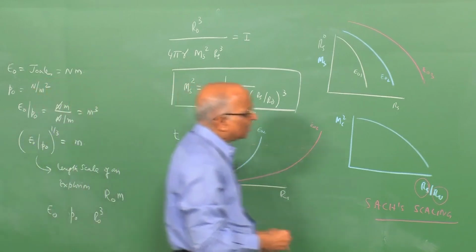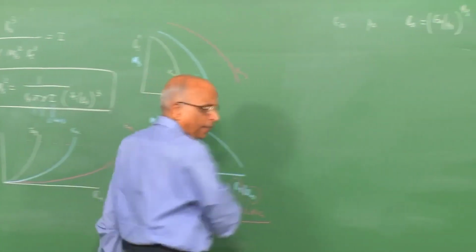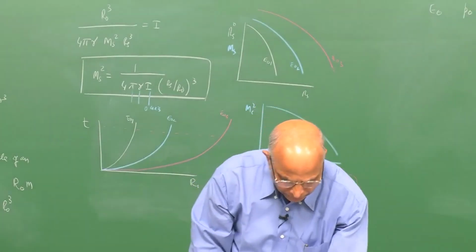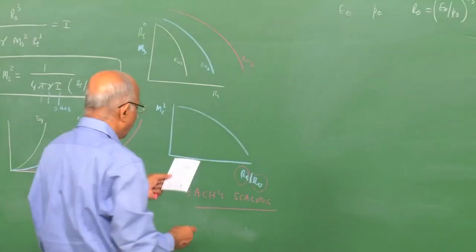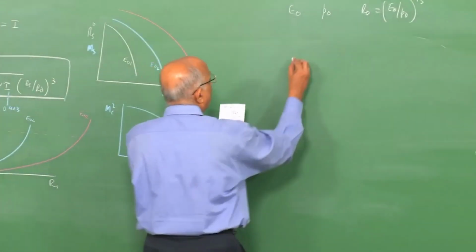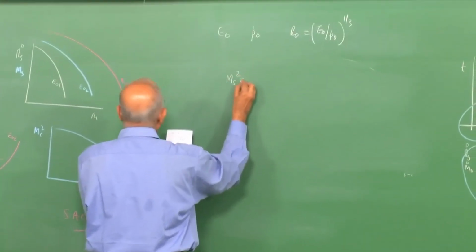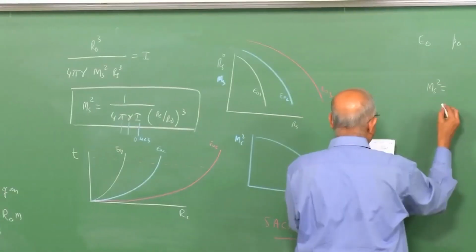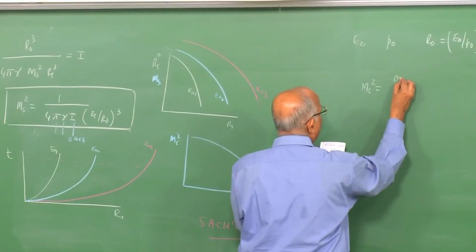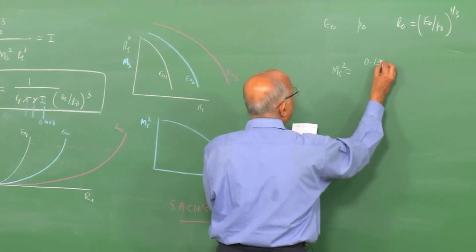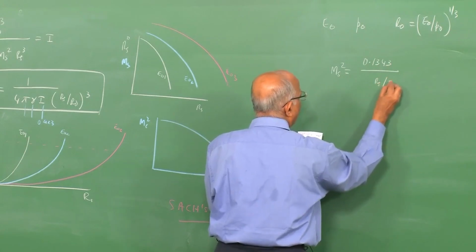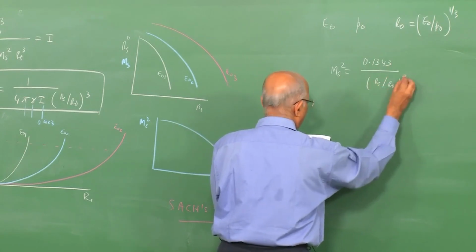Therefore, let's take a look at this expression again. We plot some figures over here. I show this on this figure. Maybe I look at Ms square. I substitute the values of these things, and what do I get? I get the value Ms square is equal to 0.1343 divided by (Rs by R naught) cube.